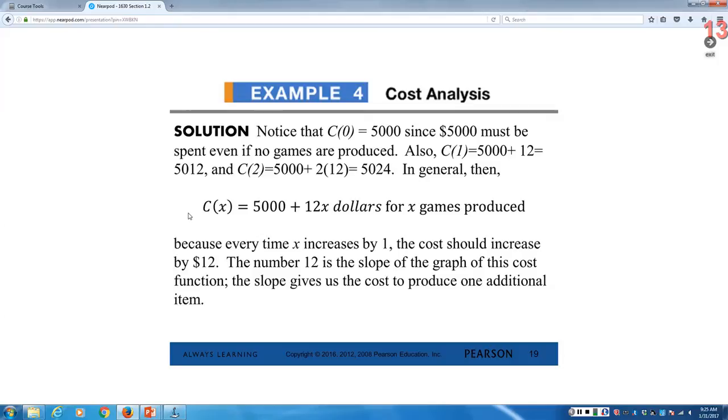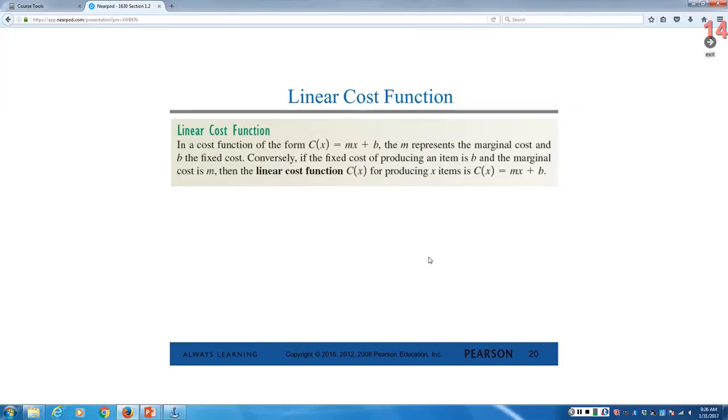And then the way that you calculate that cost, with X as the input, and then you actually have to say what C of X is measured in. It's measured in dollars. And then what does X actually measure? It measures the number of games that you produce. So all those are parts of what's called the cost model. And every time X increases by 1, the cost increases by $12. So $12 is the slope of your cost function. It's the rate of change. It's the cost for each additional game. This cost function happens to be linear.